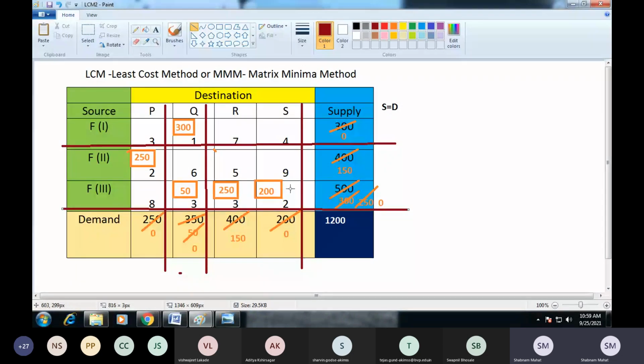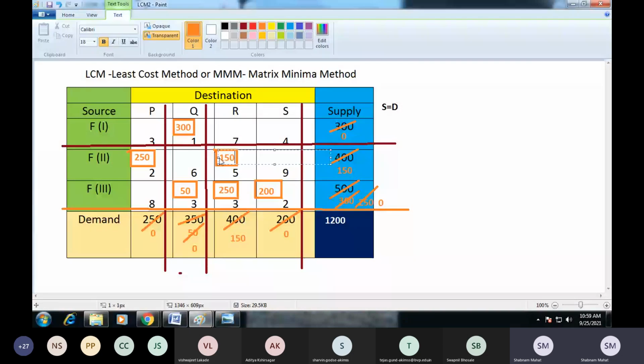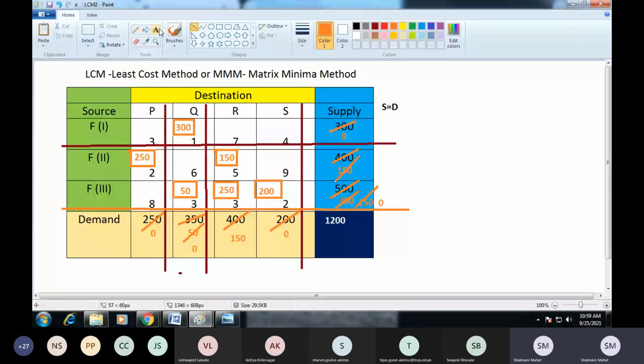Now the remaining value is only 5. So now check this is my 5. Supply available is 150 and demand for this cell is also 150. So I provide 150 units here. Supply also gets cancelled and demand also gets cancelled because I fulfill all values. This is a balanced question, so the remaining value from demand and supply is equal to 0. I fulfill all supply and demand.